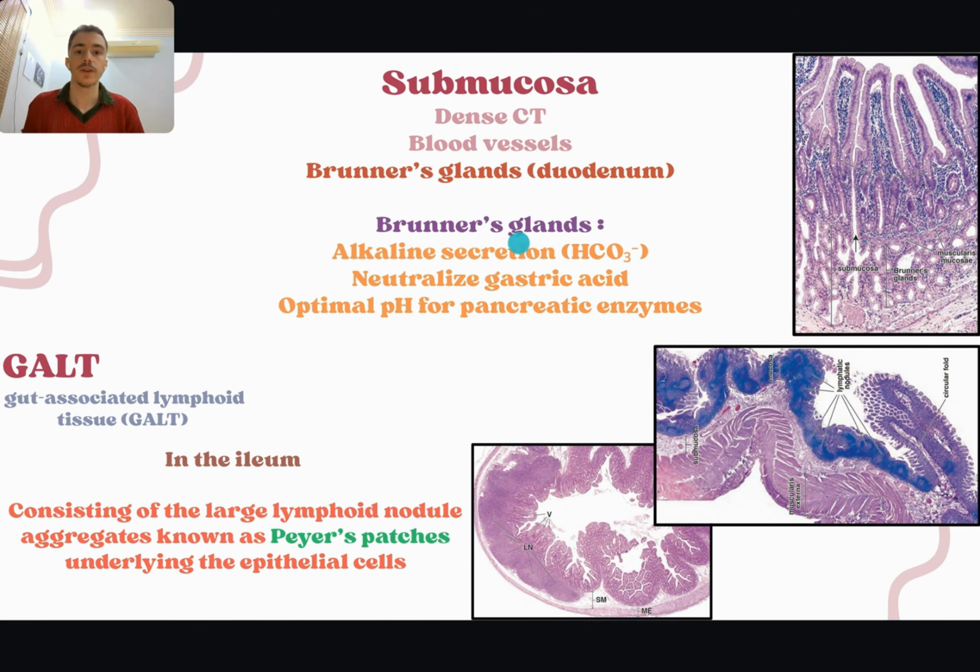Duodenum. Brunner glands, it's alkaline secretion of the bicarbonate to neutralize the gastric acid. Because we said bicarbonate is a base, so a base is gonna neutralize the acid. They're gonna face each other, optimal for the pH of the pancreatic enzymes.